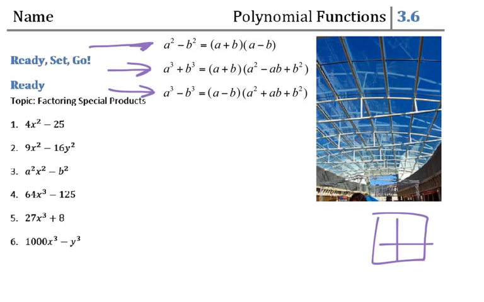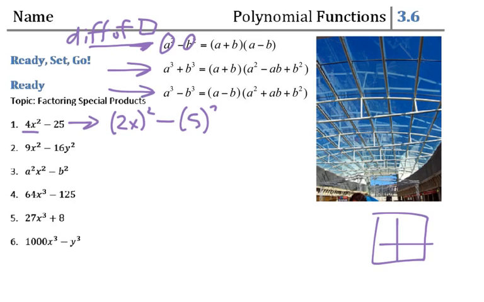And we've got 3 of them, and I've got them up here. You may want to write them down. There's one called the difference of squares, because you've got a squared minus b squared, like number 1. 4x squared is really like 2x squared, and 25 is really like 5 squared. So that's why they call it the difference of squares.